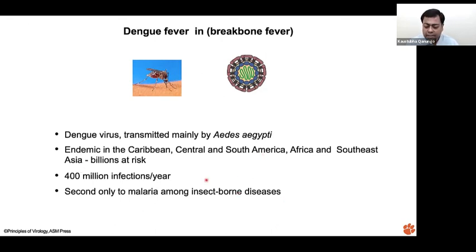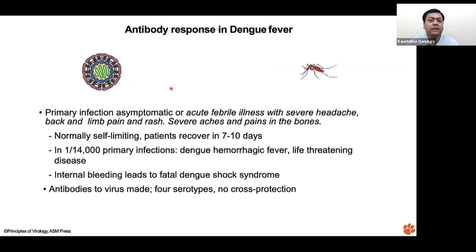And this caused an antibody-mediated problem. So the primary infection is sometimes asymptomatic, sometimes a febrile illness, and by 7-10 days it is self-limiting and patients recover. But in 1 in 14,000 primary infections, it can cause a hemorrhagic fever or life-threatening disease, which causes internal bleeding and leads to fatal dengue shock.